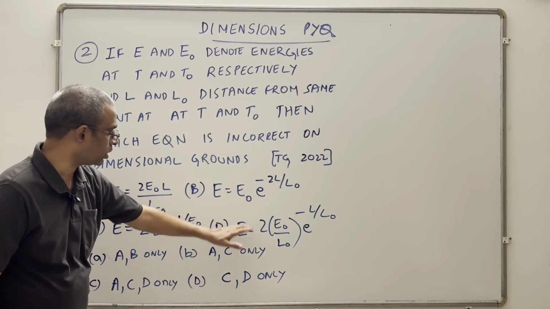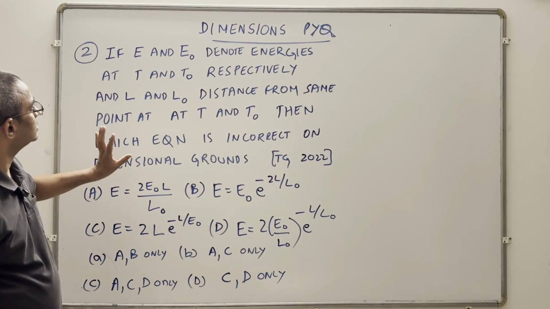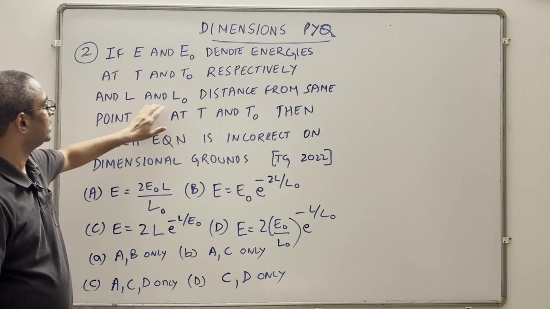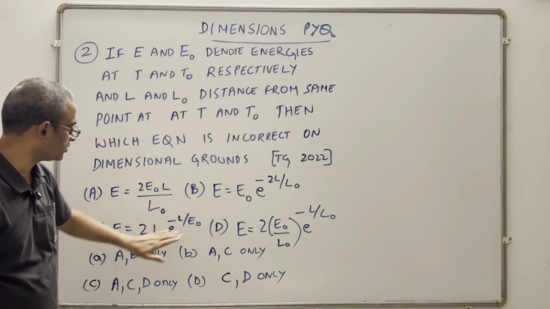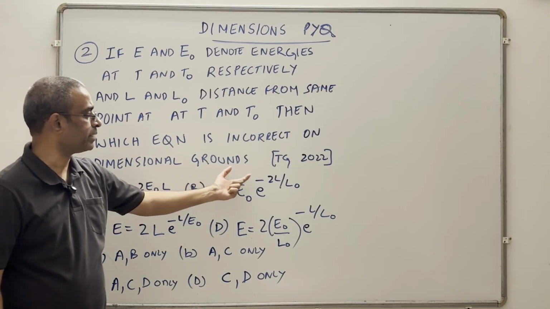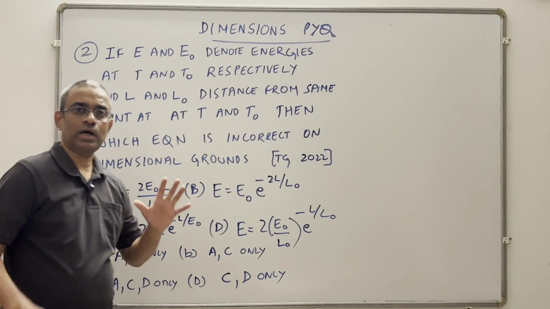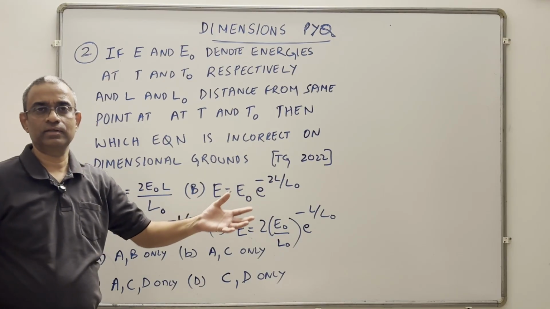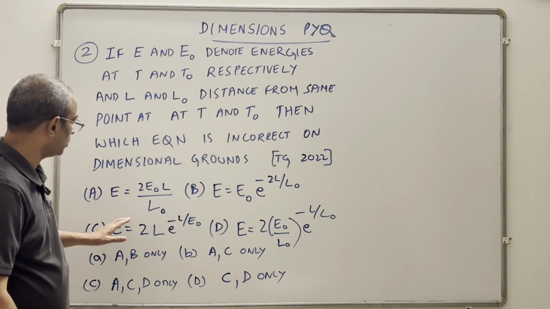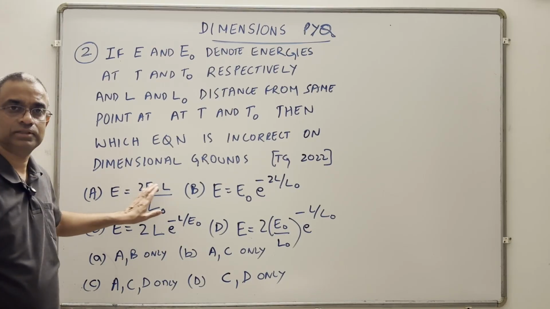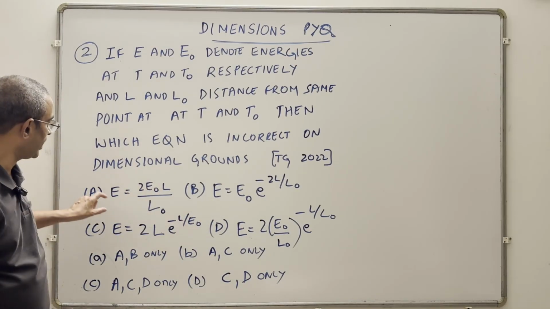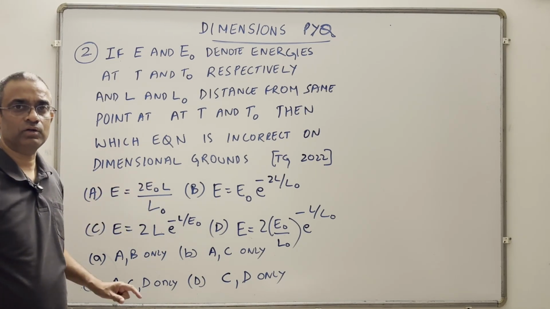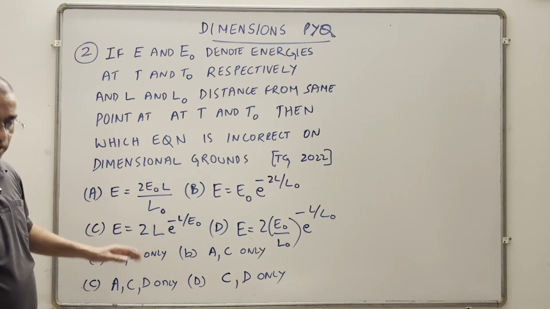You don't have to know what all these mean. What they are saying is E and E naught are energies, T and T naught are times, L and L naught are lengths. And here we have some equations. Which one of these is dimensionally incorrect? Now, our dimensional analysis says if the left side is one dimension, say length, the right side also should be length. So, even though we don't understand what these equations mean, if we can find out the dimensions of this and the dimensions of this, and if they are equal, then we are good to go. So, let us look at each one.